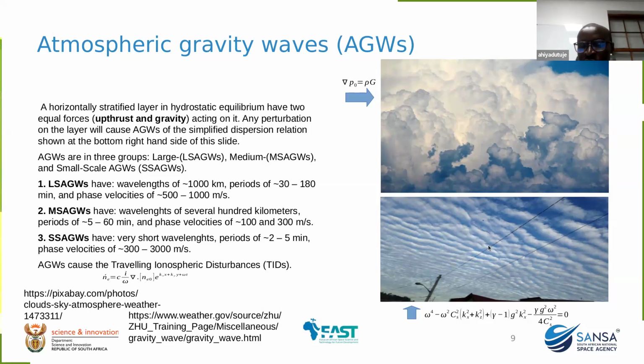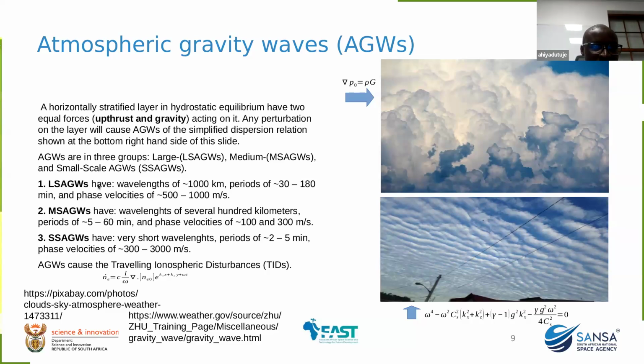Outside, most of the time when you see those kinds of crowds with those regular patterns, those are gravity waves that are propagating in the crowd. So gravity waves are divided into 3 groups.